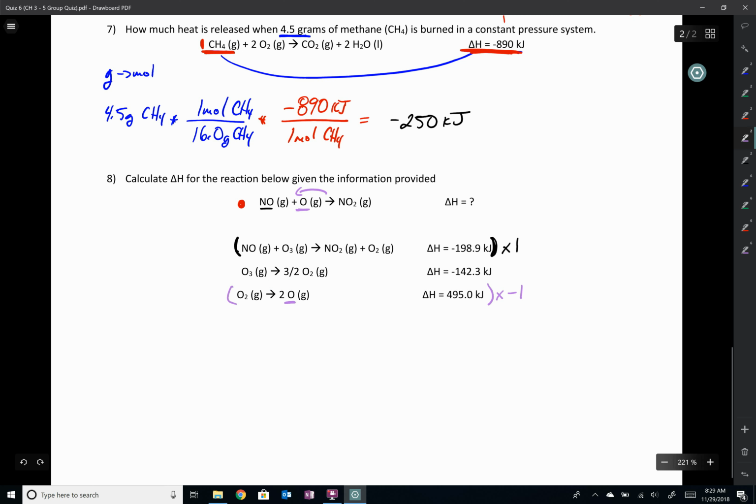We need to flip our purple equation so we get the oxygen on the correct side. But also take a look at the stoichiometry. Here it's 2, here it's 1. There's just 1 there. So what we need to do is not only multiply by a negative to flip it, we need to multiply by -1/2 so that we get the correct stoichiometry.